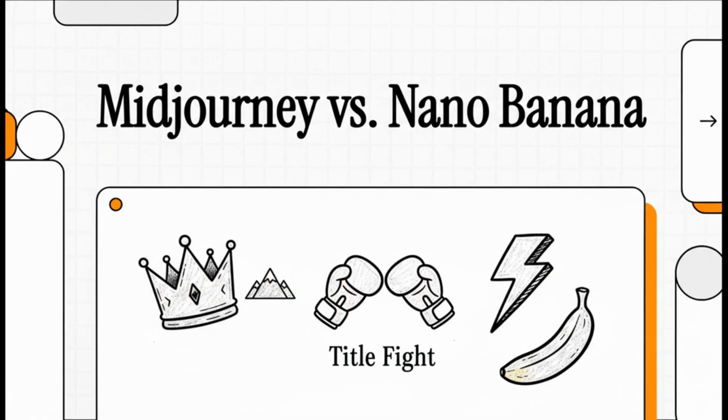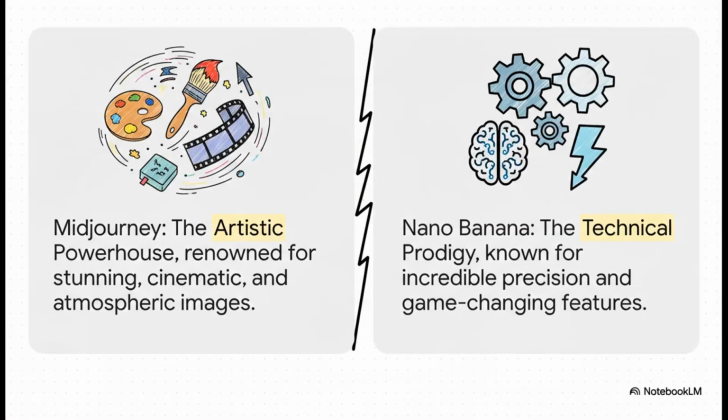You know, in the world of AI image generation, one name has been the undisputed champion for what feels like forever. But a brand new contender has just stepped into the ring, and folks, it is making some serious noise. So today, we're breaking down the ultimate AI art title fight, the reigning king Midjourney versus the technical knockout artist Nano Banana. Okay, so let's get into our tale of the tape.